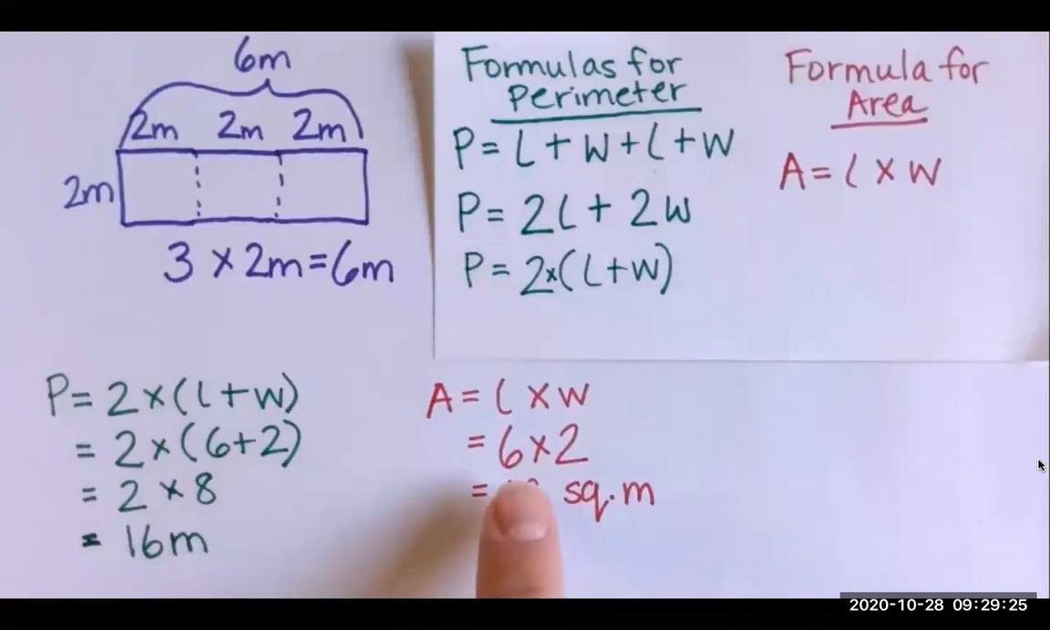Now, what if you would have multiplied 2 times 6 instead of 6 times 2? Would that have been okay? Yes, of course it is. We know we can multiply in any order and we still get the same answer.